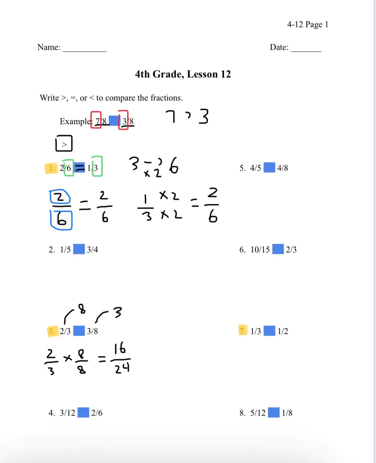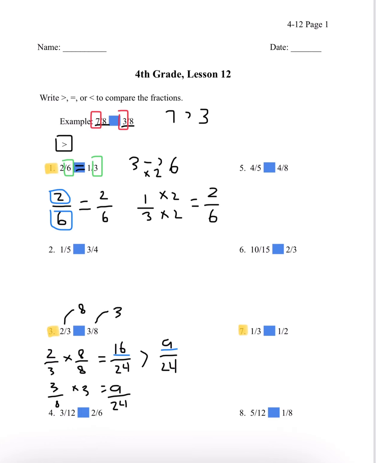Let's do the same for 3 over 8. We're going to multiply top and bottom by 3. 3 times 3 is 9. 8 times 3 is 24. So if we put them side to side like this, we know that 16 is a greater number than 9. So our answer, 16 over 24, is greater than 9 over 24.